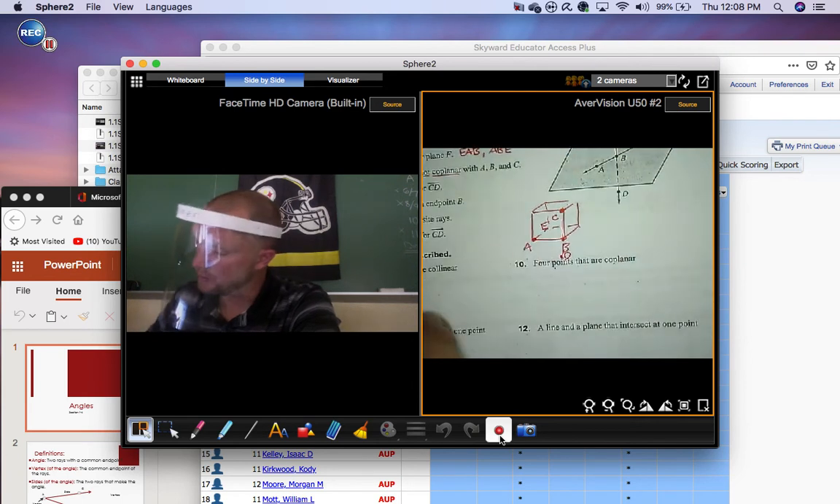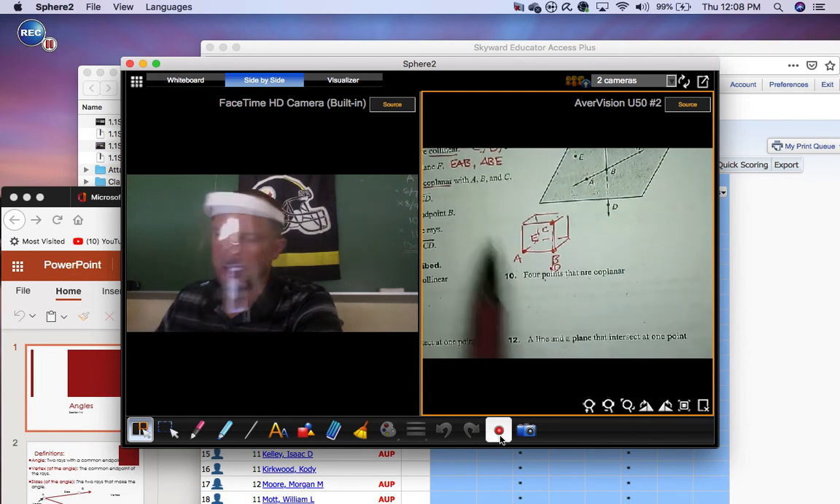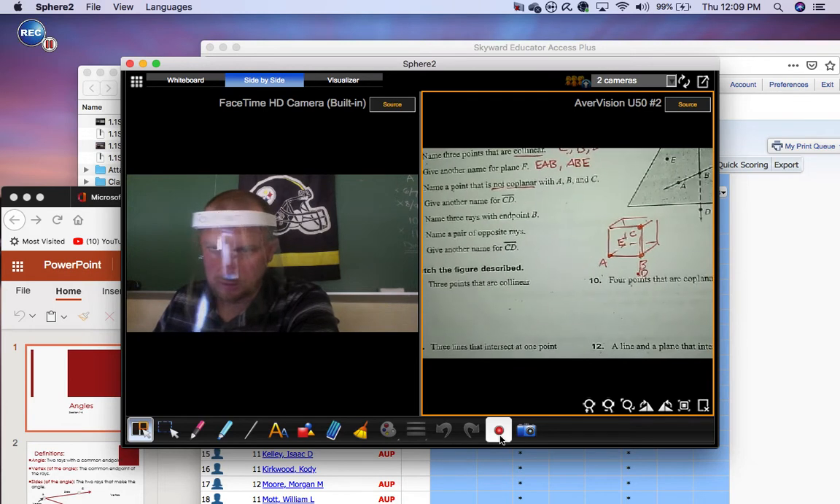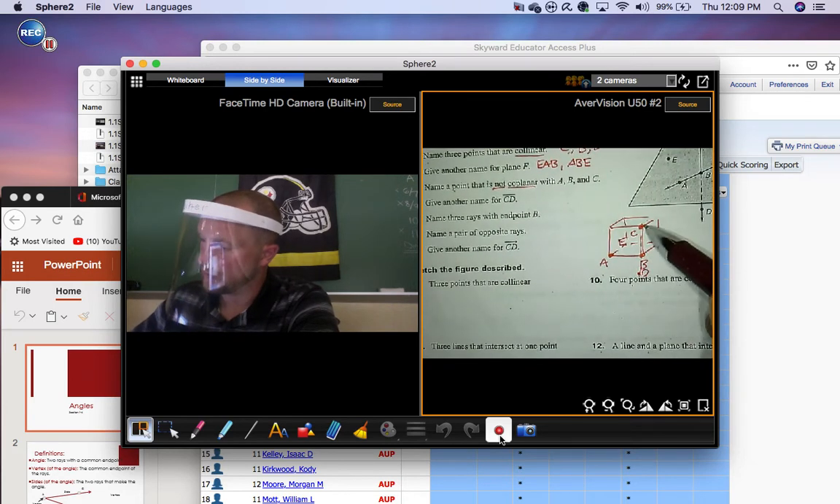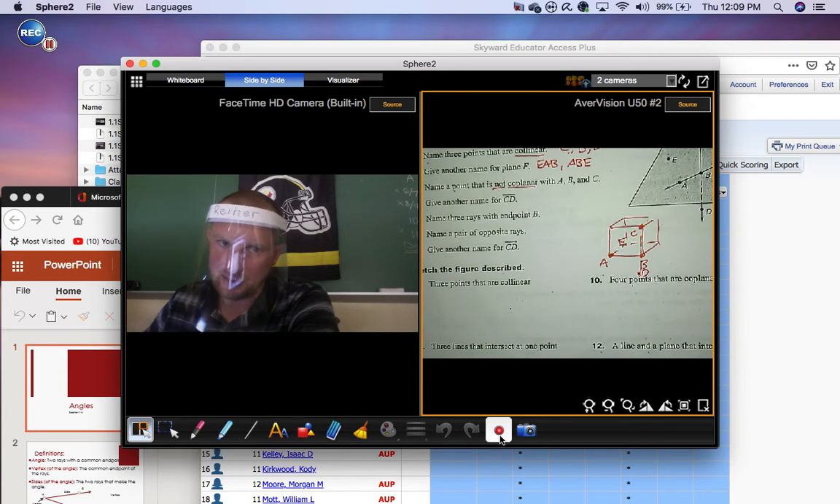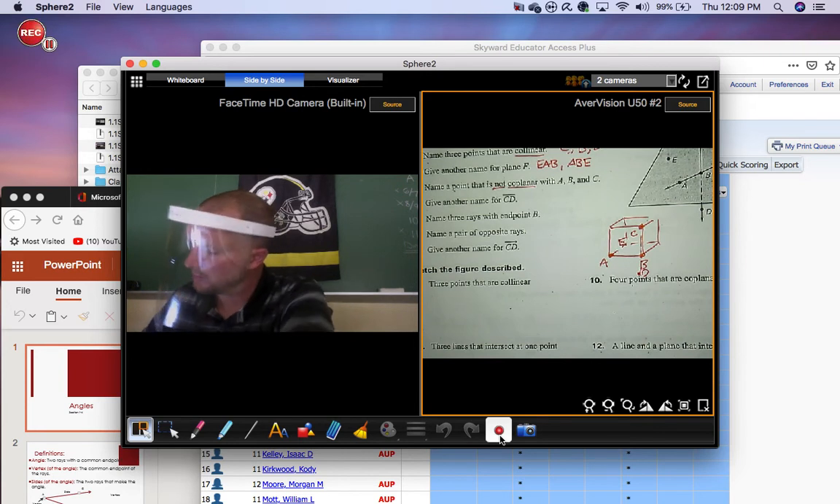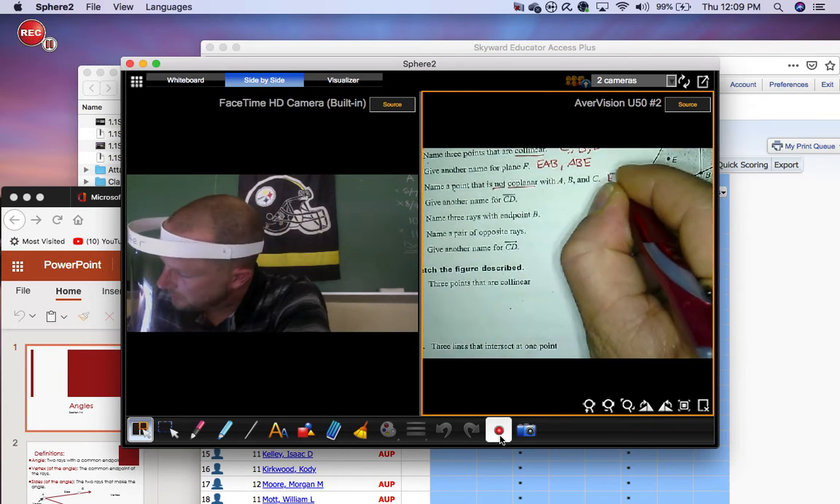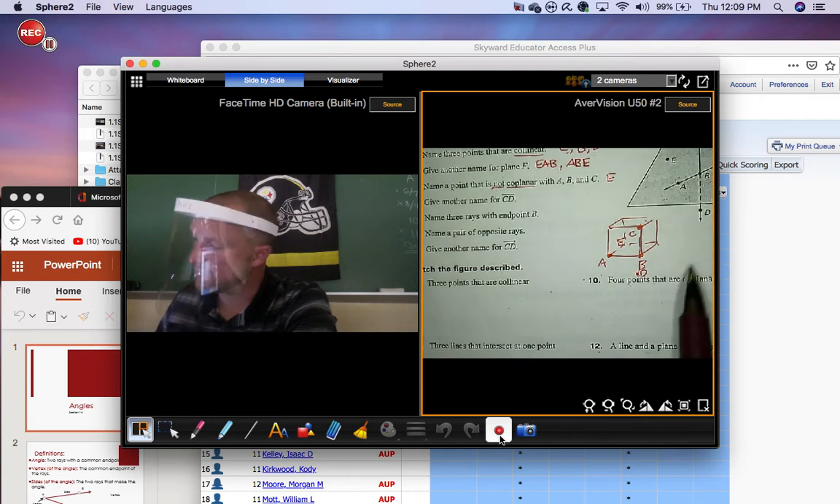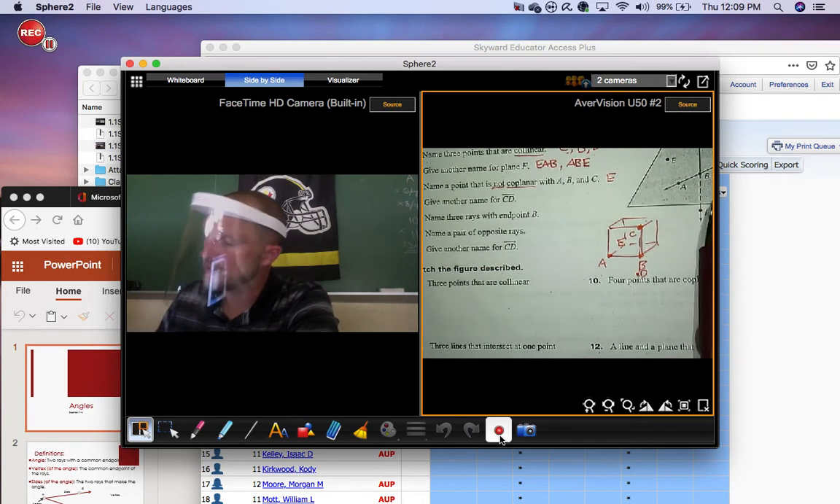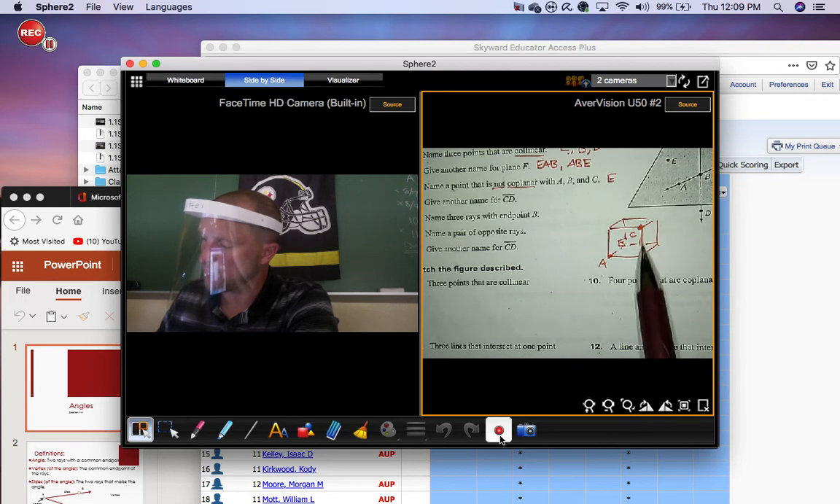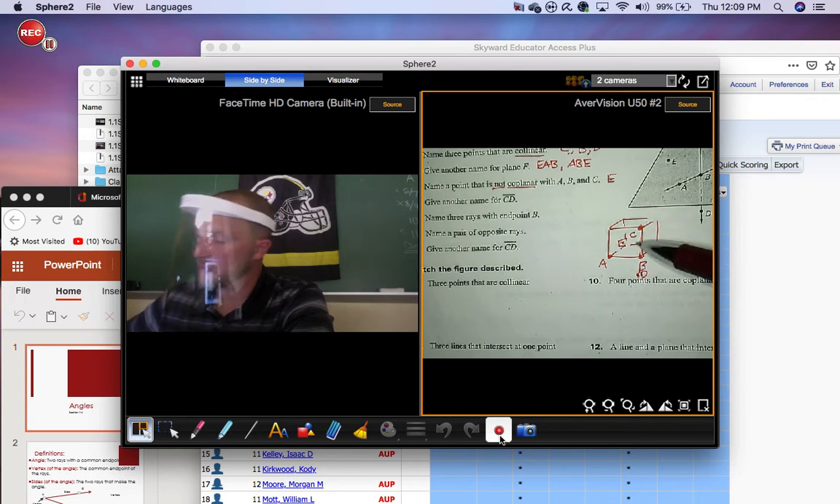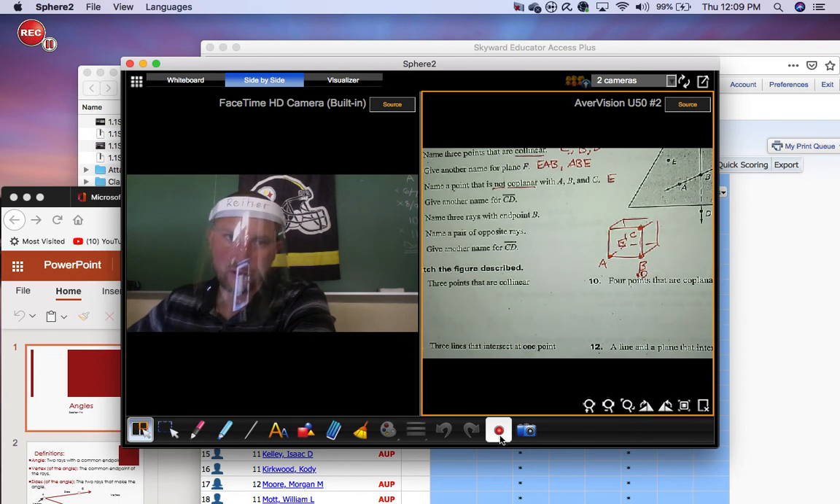Okay, so name a point that is not coplanar with points A, B, and C. A, B, and C are on the front wall. Point E is not on the front wall. Some of you might have thought D is not on the front wall, but it is because it's in line with points C and B. So remember, planes go on forever, so D is going to live on that front wall.